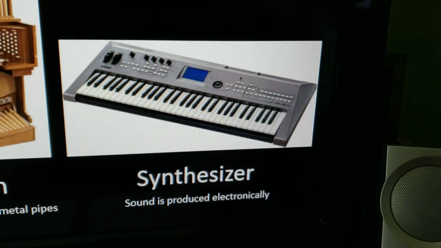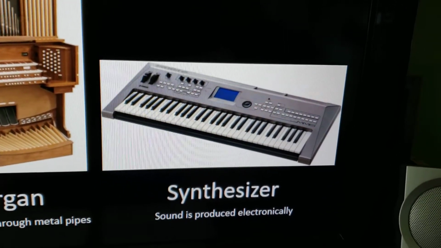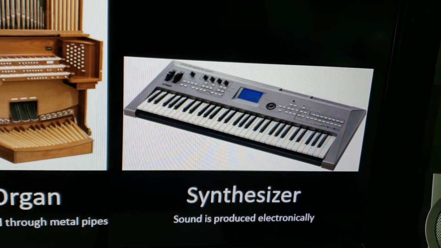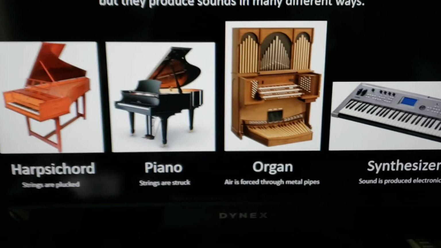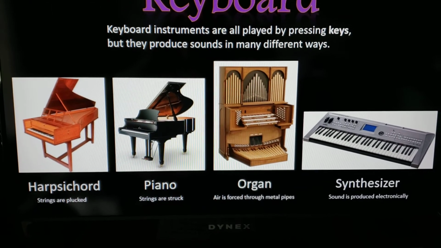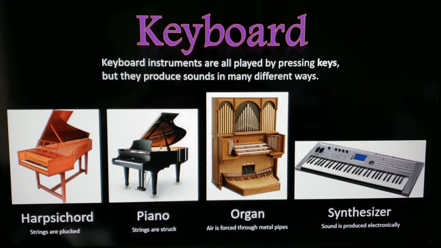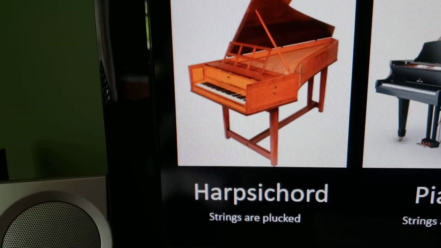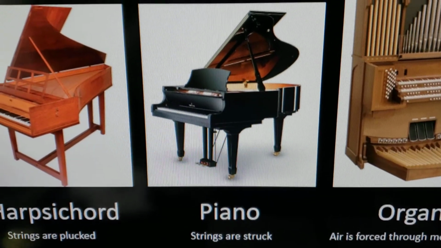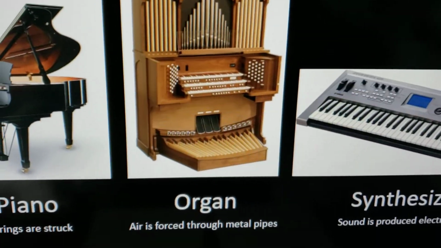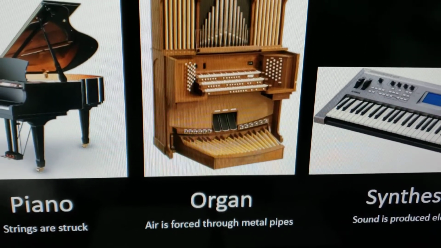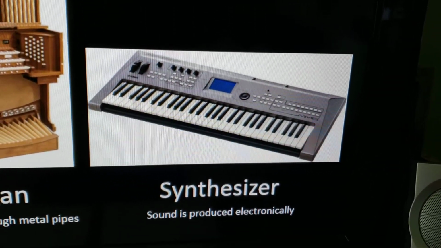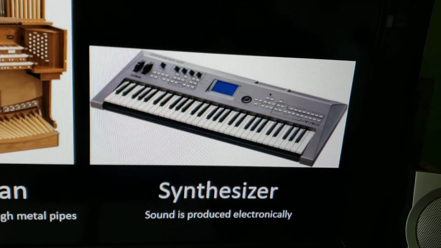And then finally, we have a synthesizer. The sound is produced electronically. When you push a key, you get the sound of whatever instrument you set it to. Now, all of these instruments are played the same way. You press keys and they all have identical keyboards, but the sound is produced a lot of different ways. On a harpsichord, the strings are plucked. On a piano, they're struck with hammers. Now, the organ doesn't have any strings, but it has pipes, and when you push a key, the air is pushed through the pipes. And on a synthesizer, you push the key, and it generates a tone electronically.